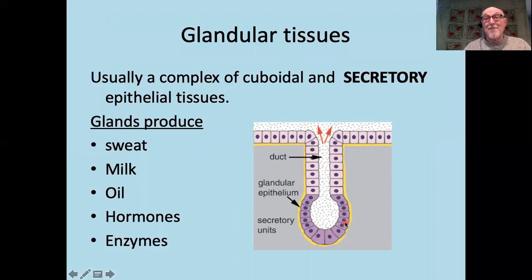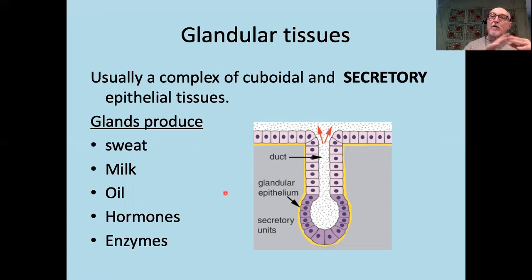And this will be a mixture of cuboidal and glandular epithelium. And the glandular cells are modified cuboidal cells, which are specialized to produce a particular product. And that product is accumulated here. This is called the lumen, L-U-M-E-N, the lumen of the gland. And then it is expressed to the outside through this duct. So typically this sort of gland with this sort of structure produces the major body fluids, for example, sweat, milk, oil.